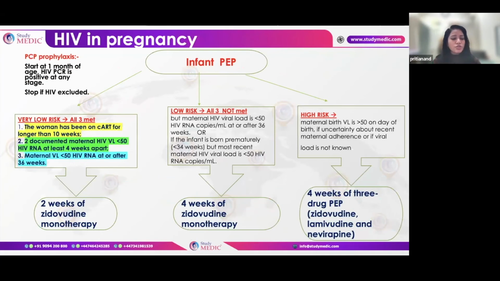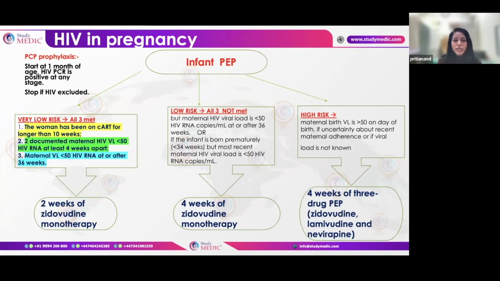Now, they often ask you these days that if the baby is born, what is the prophylaxis for the baby? It all depends upon the maternal health, and we have criteria that some babies will be very low risk. For example, if the mother was on cART for more than 10 weeks in pregnancy, her viral load done twice 4 weeks apart was less than 50, and when she delivered, her viral load was less than 50, either at 36 weeks or at the time of delivery. These babies are very low risk, and require zidovudine monotherapy for 2 weeks.